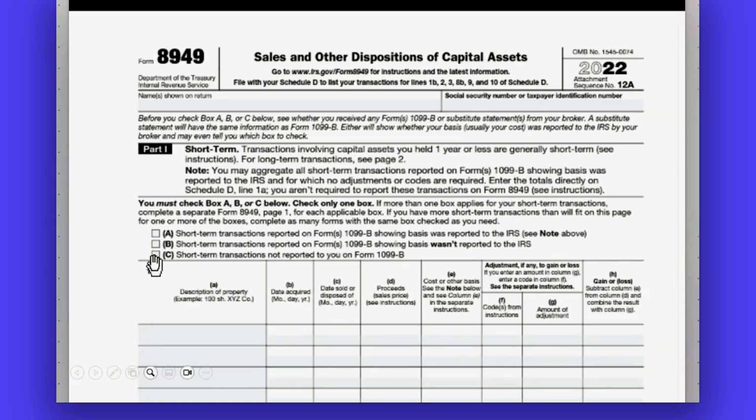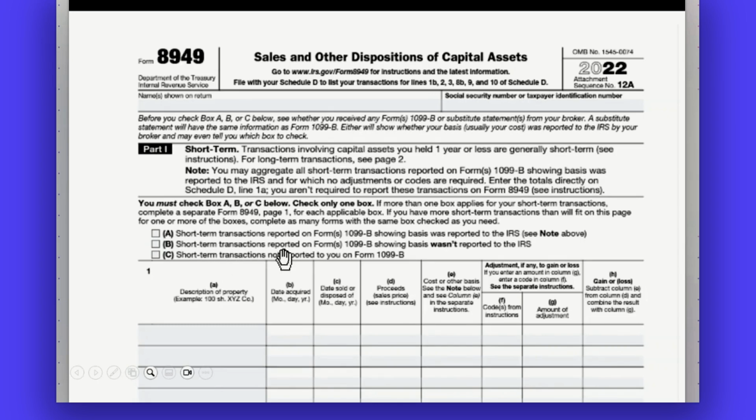And then you're going to check one of these boxes. It's A, B, or C, and you can read them. This is short-term transactions that you got a 1099-B. So if you are dealing with a brokerage house, for instance, you're going to get a 1099-B showing all of your sales of stocks, bonds, mutual funds, etc. And the brokerage house is going to report those sales to the Internal Revenue Service. So if you get a 1099-B from a brokerage house, you're just going to check the box for reported to the IRS. The 1099-B will actually say that these were reported to the IRS, so you'll know.